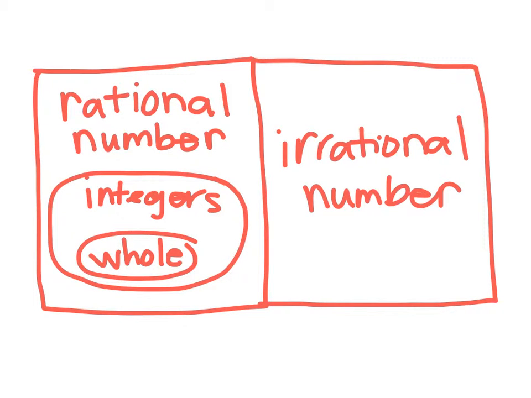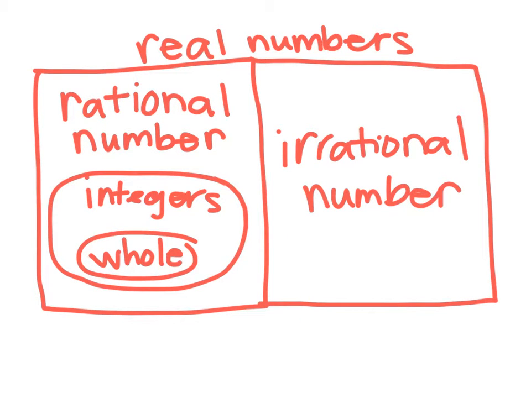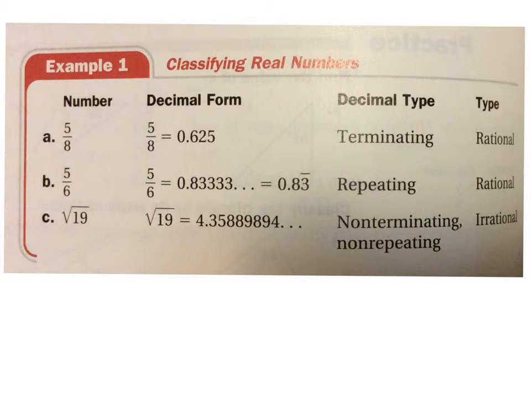So when we look at this chart, we have rational numbers and irrational numbers, and these are what we would call real numbers. Real numbers consist of all rational and irrational numbers, and this diagram shows their relationships. This example from your textbook is going to help us to classify some real numbers.